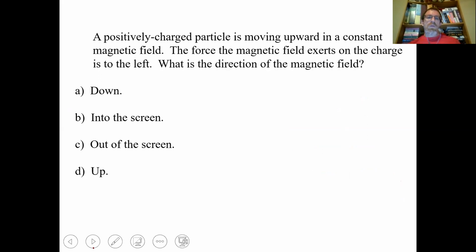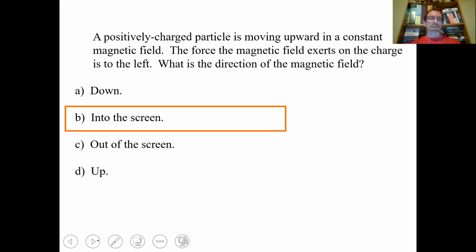All right, on this one, it says we've got a positively charged particle moving upwards in a constant magnetic field. It says the force that the magnetic field exerts on the charge is to the left, and we're asked what the direction of the magnetic field is this time. So this time we're trying to figure out the direction of the magnetic field. So pause. And what do we end up with? We ended up with that this is into the screen.